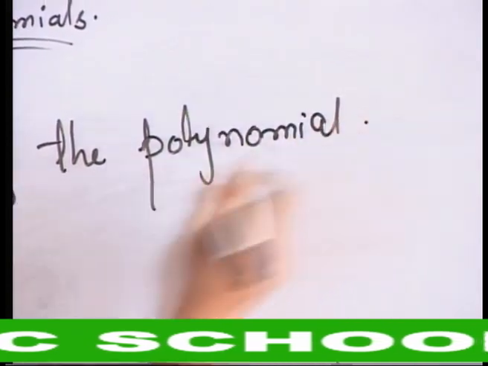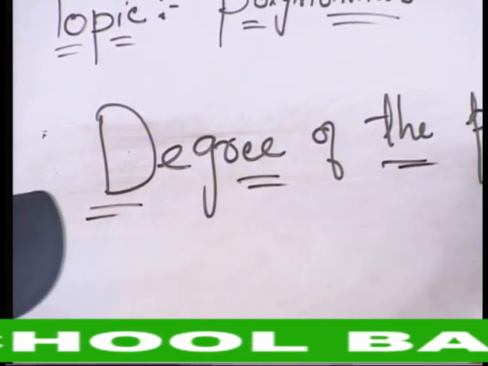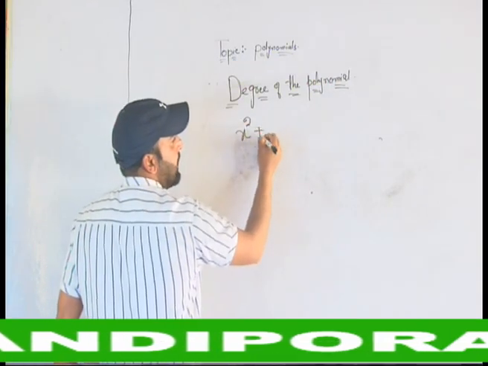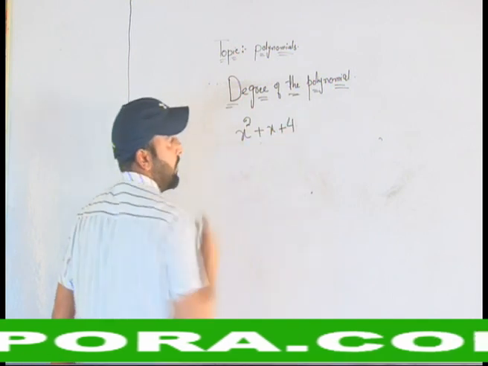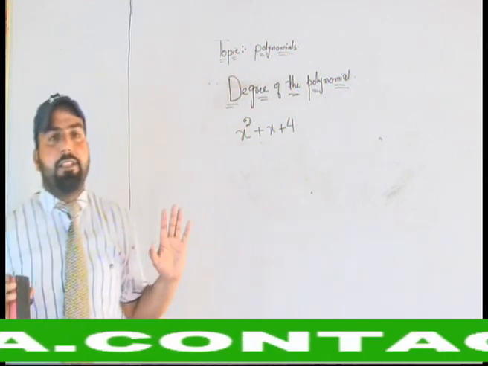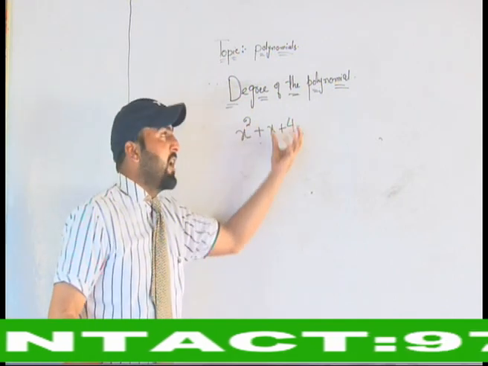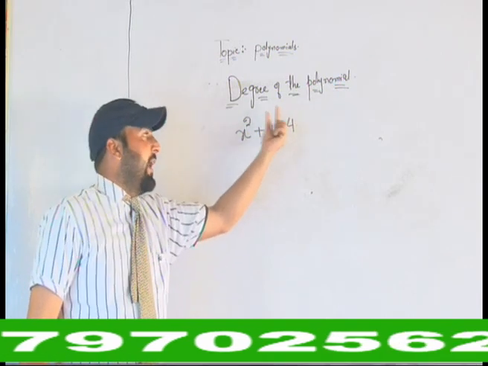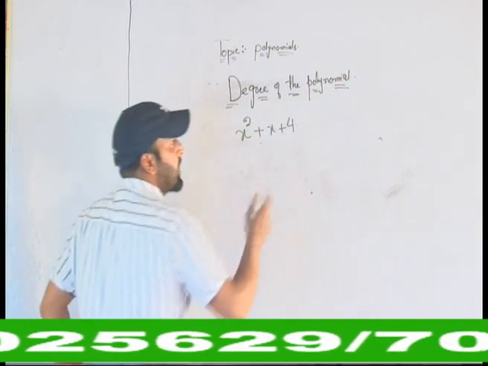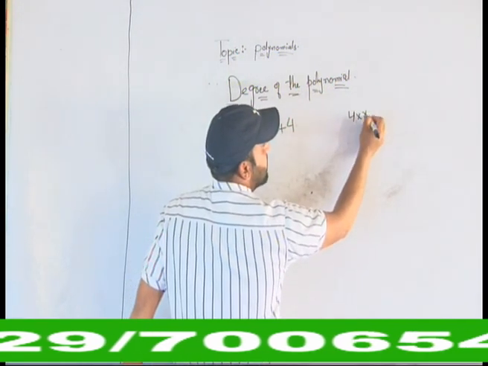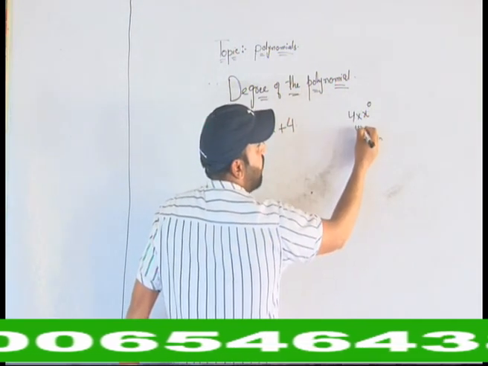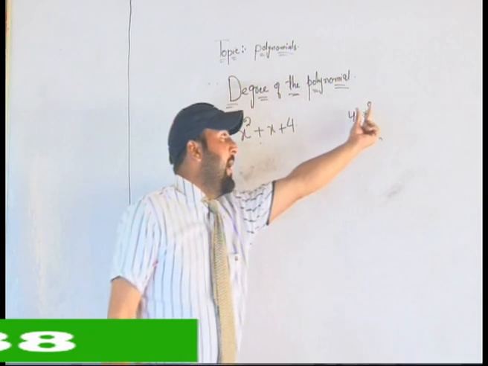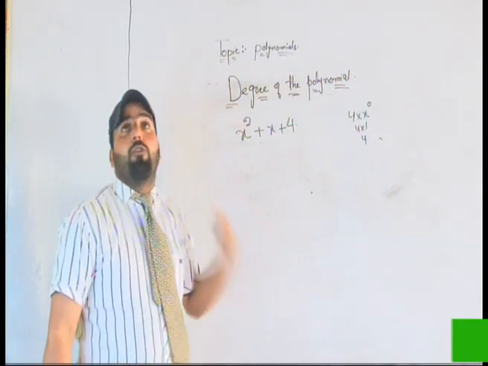Let me take an example. If I write x square plus x plus 4, is this a polynomial? Yes, this is a polynomial because the exponents are non-negative. Here the exponent of x is 2, here the exponent of x is 1, and here the exponent of x is 0, because already I have told you 4 can be written as 4 into x power 0. Anything raised to power 0 is 1, 4 into 1, and you will again get 4. So here the exponent of x is 0, so this is a polynomial.